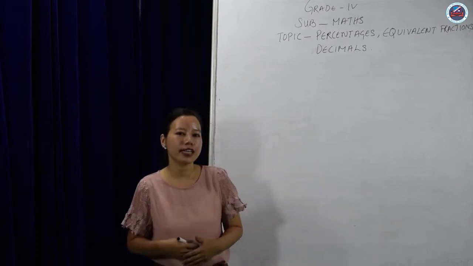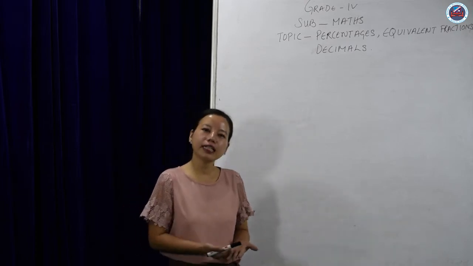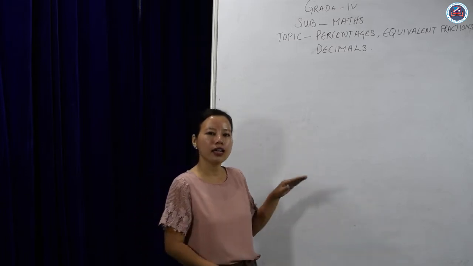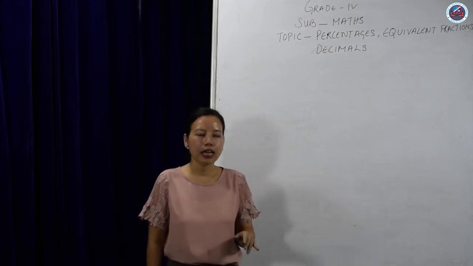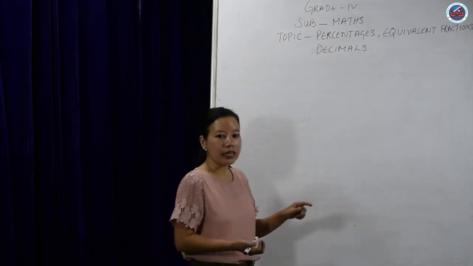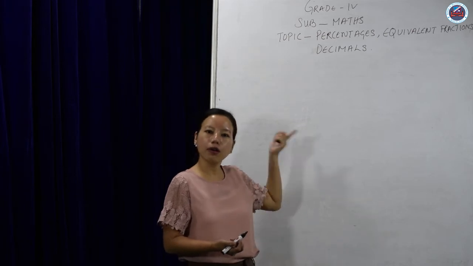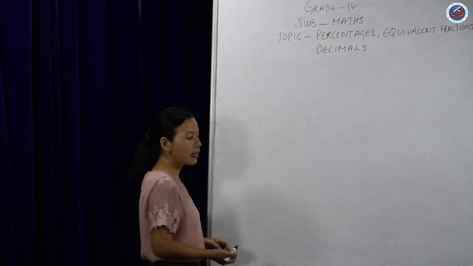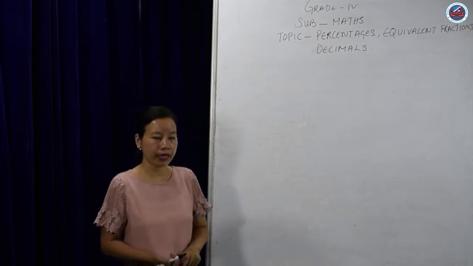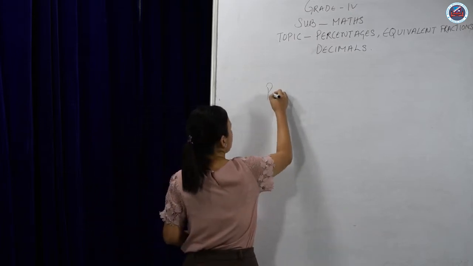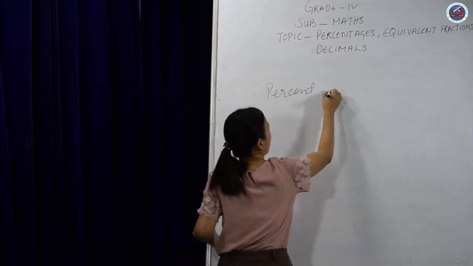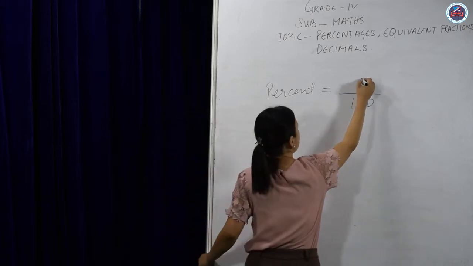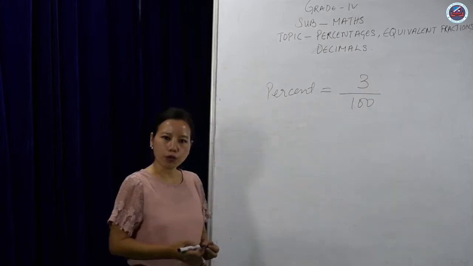So first, let us understand what is a percent. A percent is a special fraction. It's a fraction that always has the bottom number as 100. No matter what the top number is, the bottom number will always be 100. We know that in a fraction there are top and bottom numbers, right? So in a percent, we have the bottom number as 100 always, and the top number can be any number, but the bottom will always be 100.